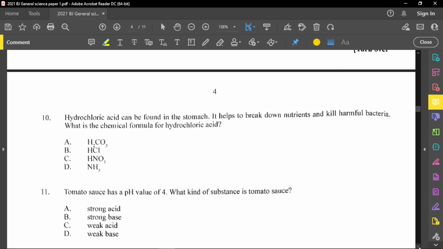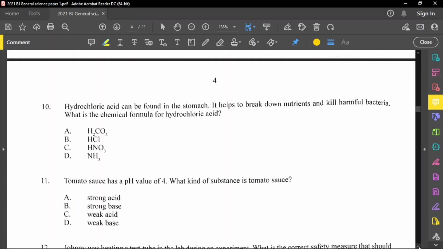For question number 10, and this is a quarter of the way through the paper now, hydrochloric acid can be found in the stomach. It helps to break down nutrients and kill harmful bacteria. What is the chemical formula for hydrochloric acid? Hydrochloric acid is HCl. And so here, HCl is option B.